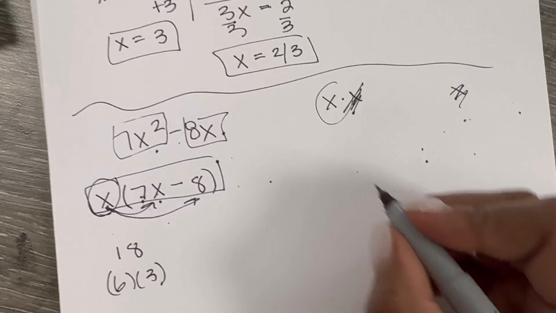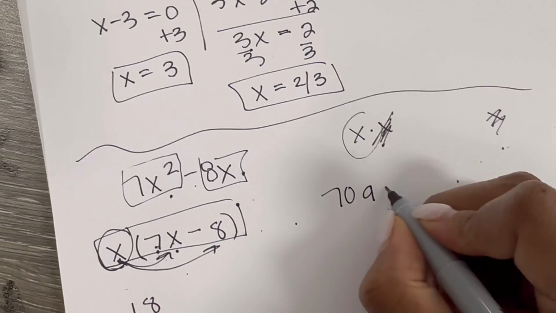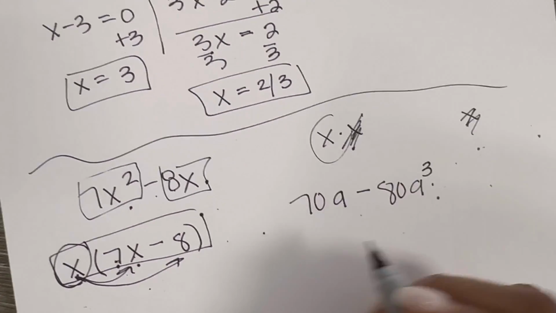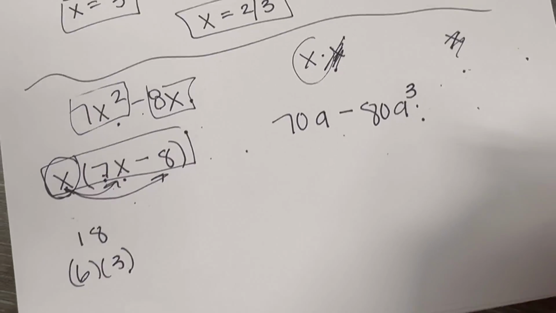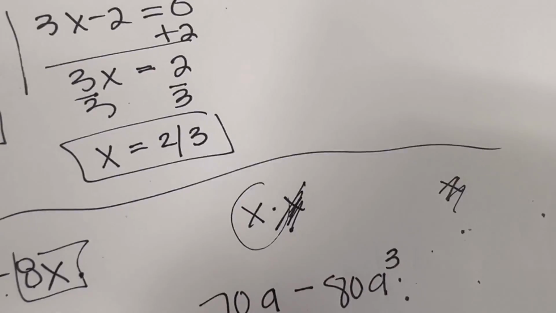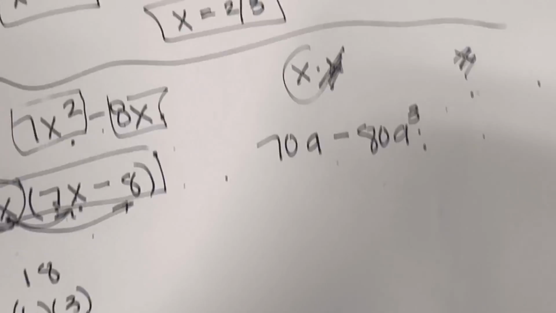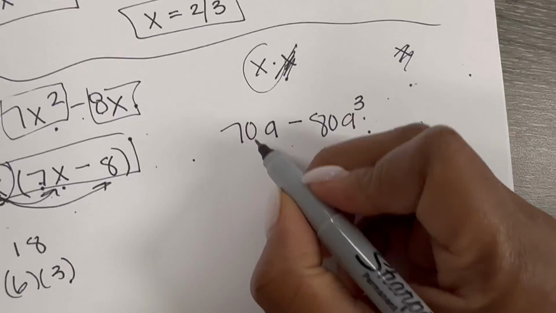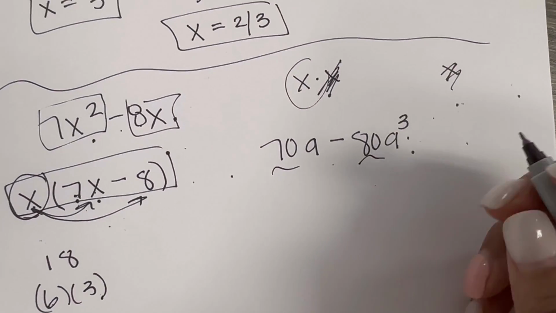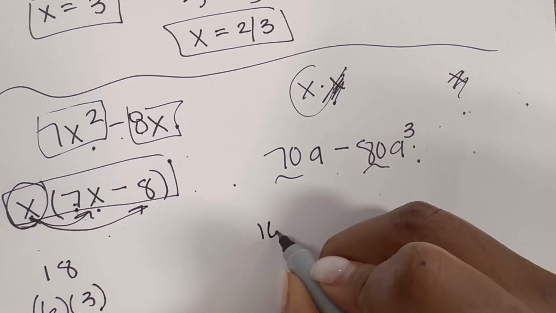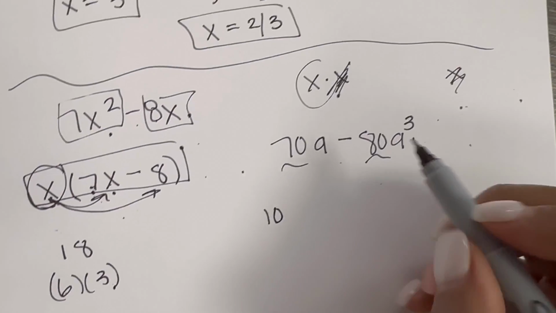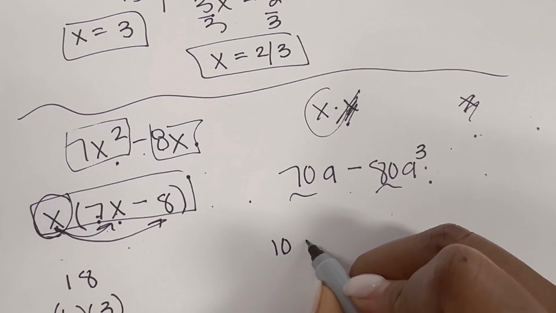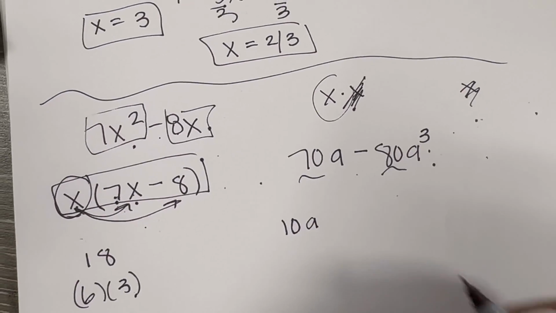Let's try another one. 70a minus 80a cubed. That's a tongue twister. So what's in common between a 70 and an 80? You can take a factor of 10 out. You can divide both by 10. What's in common between an a and an a cubed? Well, just that a. Take the smallest a out. That's the only thing that's in common.